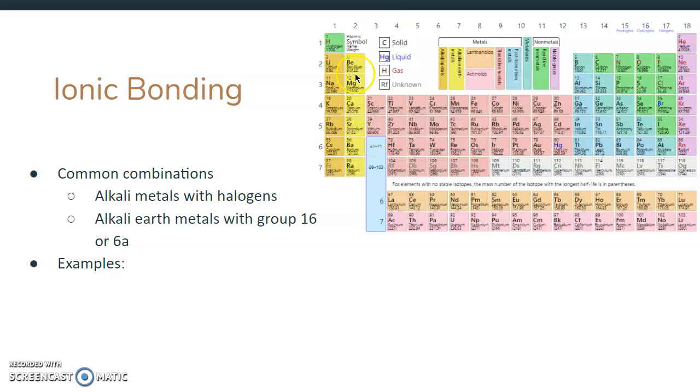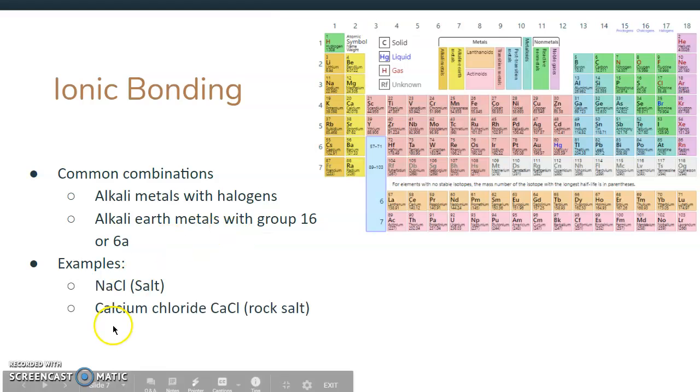Another example is our alkaline earth metals, which have 2 valence electrons, and then this group 16 or 6A, which are also known as our chalcogens. We didn't really learn that, we just learned the numbers. So these have 6 valence electrons, and these have 2. If you do 2 plus 6, we get to 8.